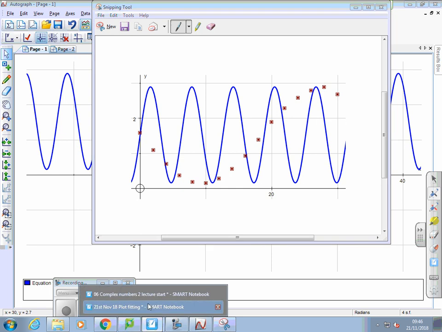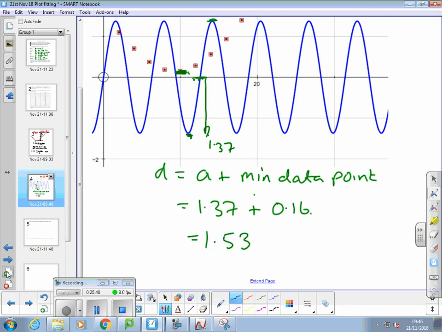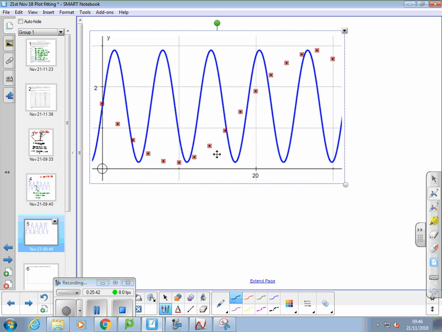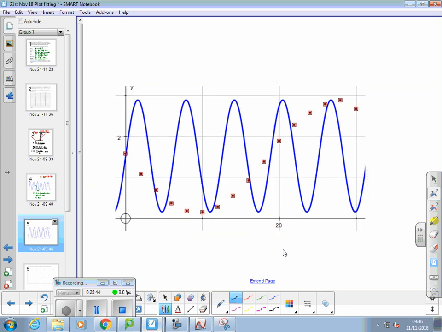Go back to here. New slide. Paste. So we've currently got y is equal to 1.37 sine bx plus c plus 1.53.